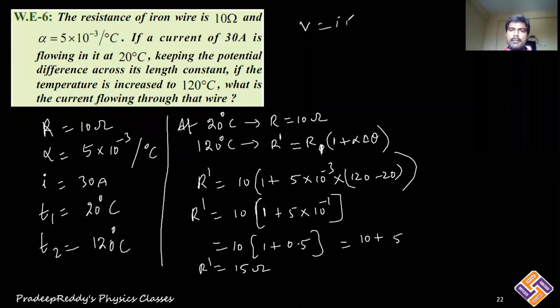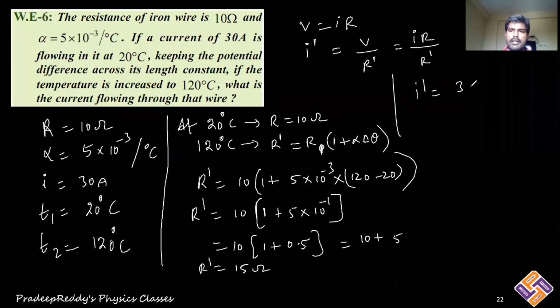V is equal to IR. I dash is equal to V divided by R dash. V is already the same for whatever we have got, V is equal to I R, divided by R dash. So I dash is equal to, what is I? I is 30 ampere into what is initial resistance? 10 ohm divided by what is R dash? 15. 15 into 2 is 30, so 2 times 10 is 20. I dash is equal to 20 ampere. This is the current in the circuit.